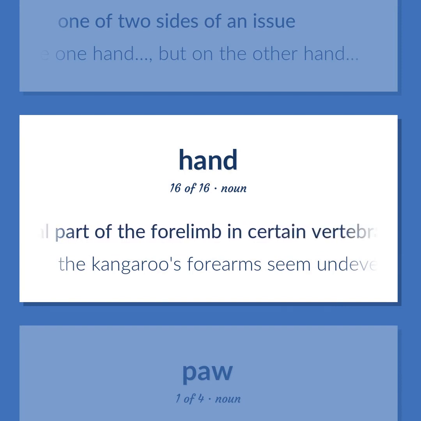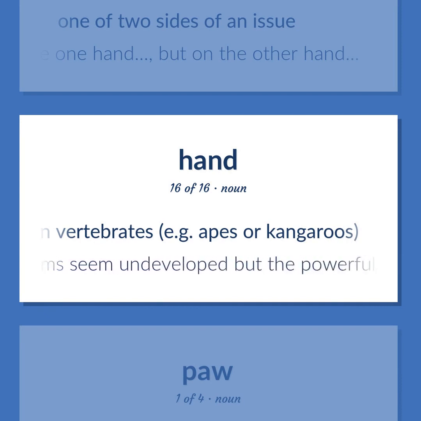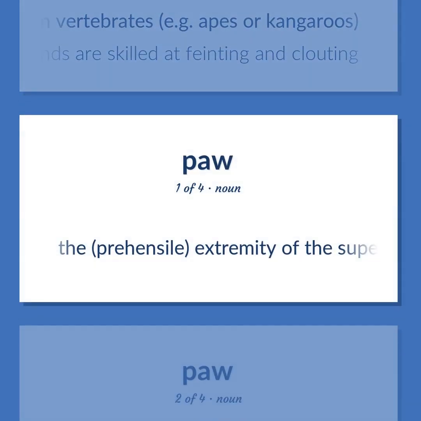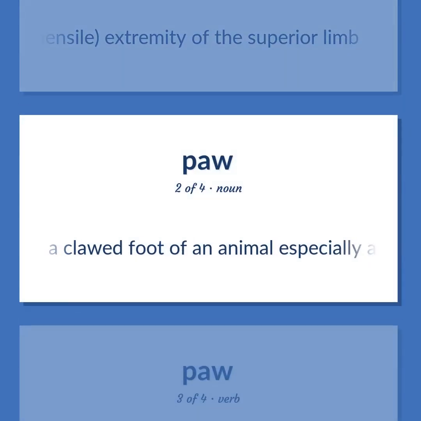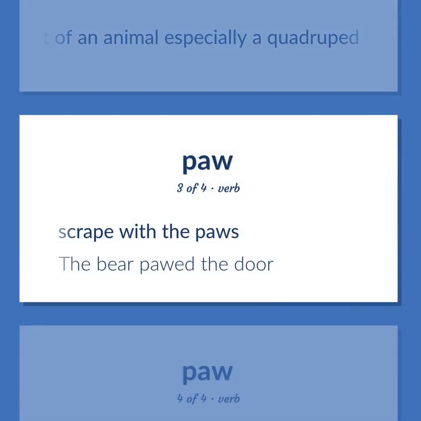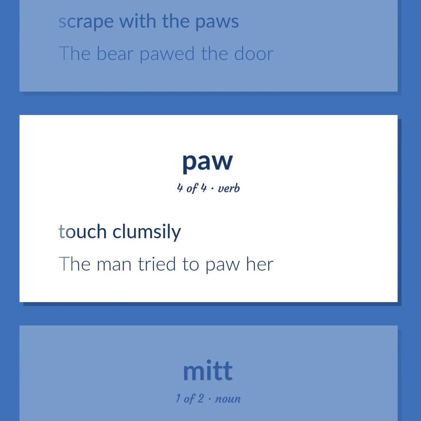Terminal part of the forelimb in certain vertebrates, e.g. apes or kangaroos. The kangaroo's forearms seem undeveloped, but the powerful 5-fingered hands are skilled at feinting and clouding. The prehensile extremity of the superior limb. A clawed foot of an animal, especially a quadruped. Scrape with the paws. The bear pawed the door. Touch clumsily. The man tried to paw her.